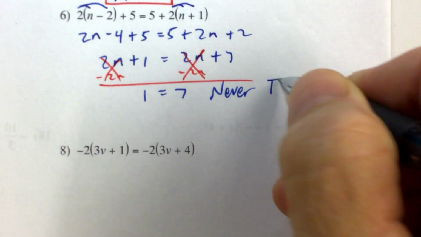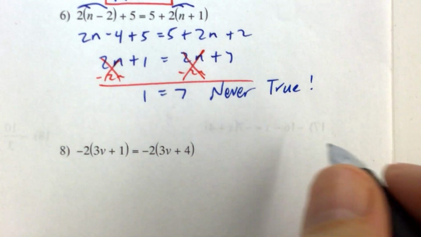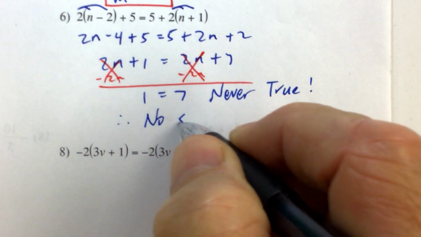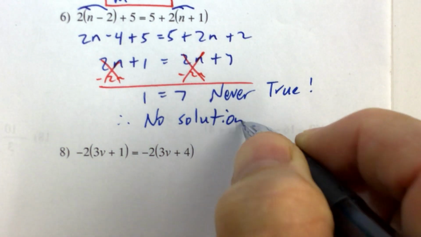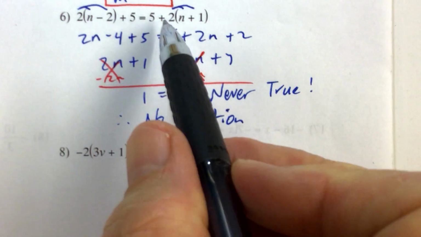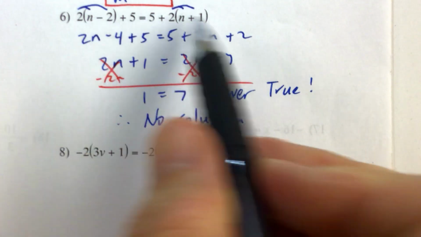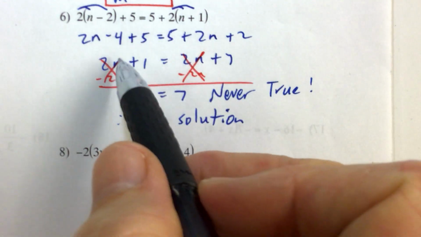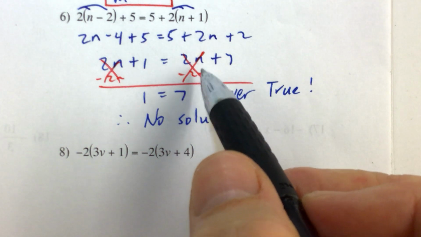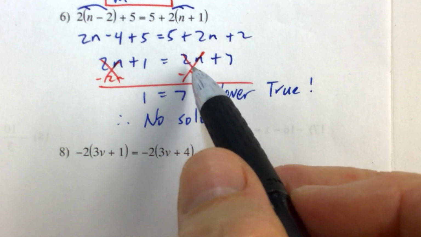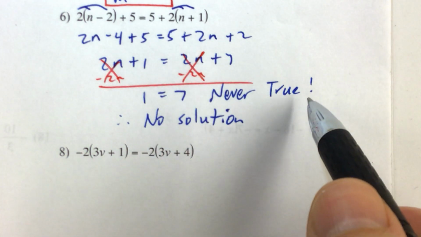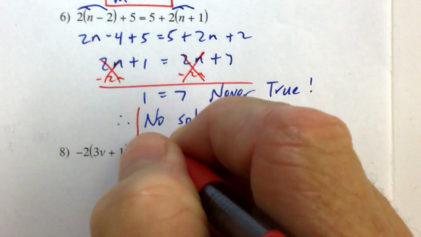Now when you get statements that are never true, we conclude that there's no solution to this particular equation, because regardless of what real number you replace n with, there will be no real number that will make the statement true. Regardless of the real number you plug in for n, the n terms will cancel each other out, and you'll get a statement that can never be true. So therefore we say no solution.